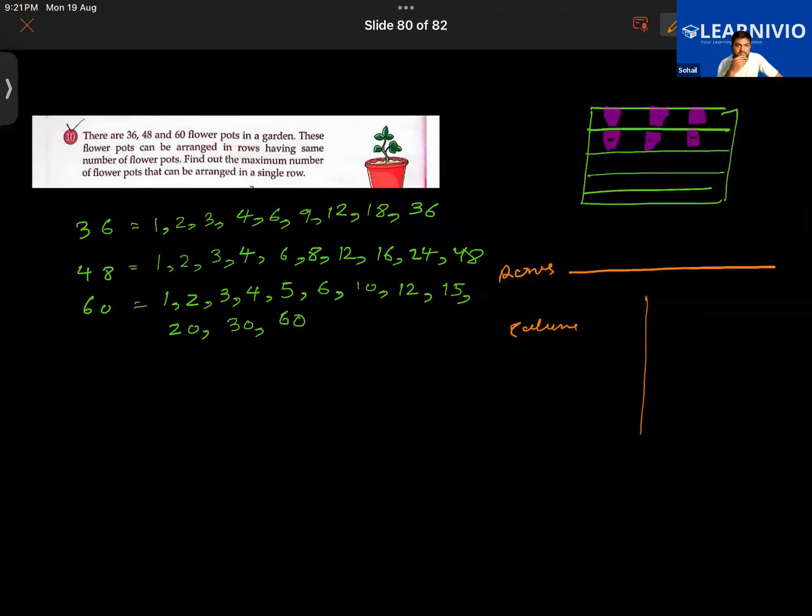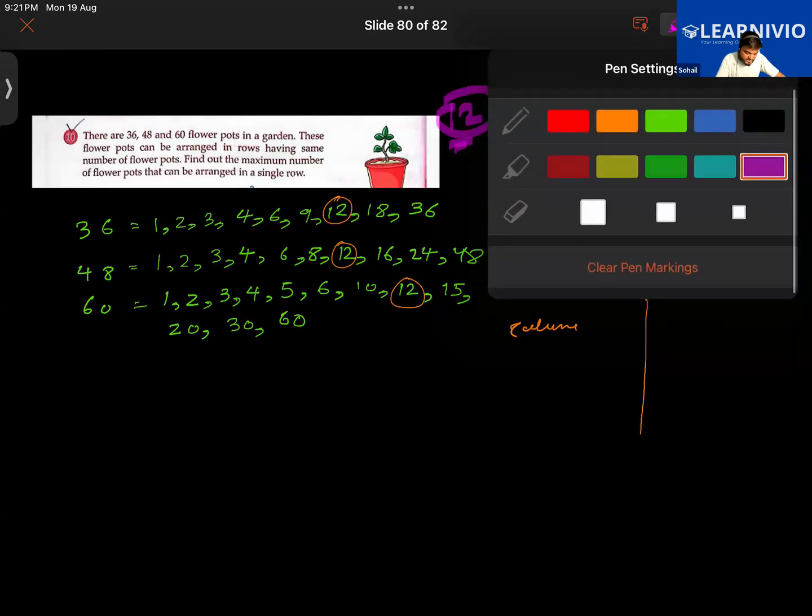Let us see that. It is 12. Very good. So 12 is the highest common factor. So thereby in each row, how many flower pots should we be planting? There should be 12 in each row. So 1, 2, 3, 4, 5, like this, up to 12. So hope that is clear.